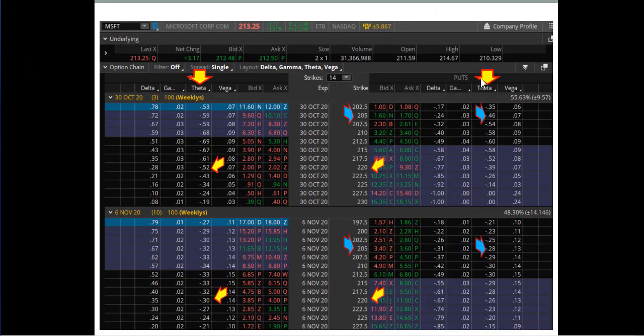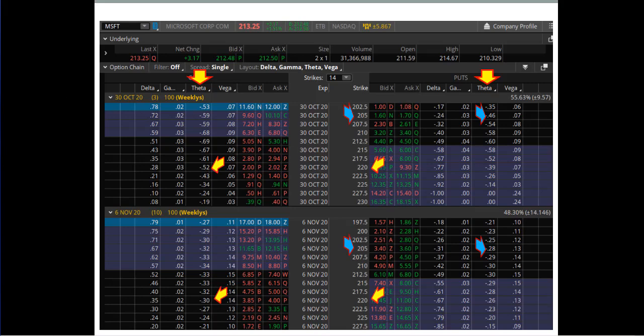Here are the theta values. The 205 put that we're going to sell short has a theta decay of about 46 cents per day. The 205 put that we would go long has theta decay of 28. So we have that positive differential on theta, and we get a greater theta decay from selling the front 30 October series than the one we buy. On the 220 strike, it's 52 cents and then 30, so we get about 22 cents of theta.